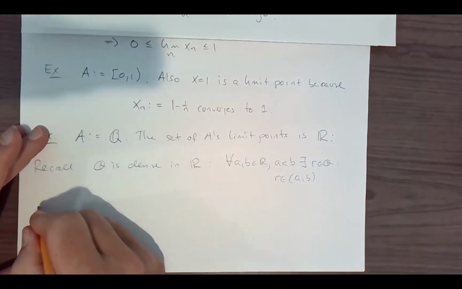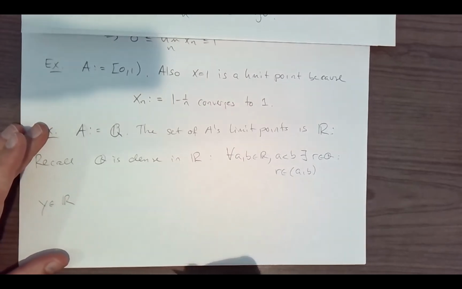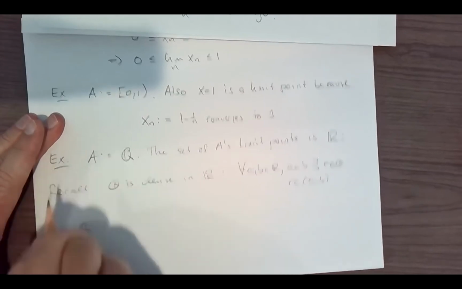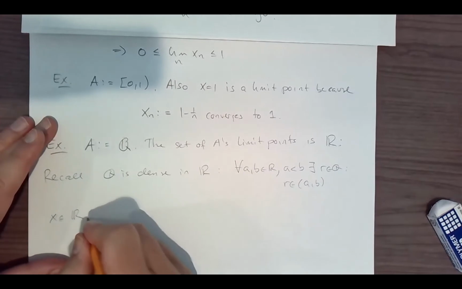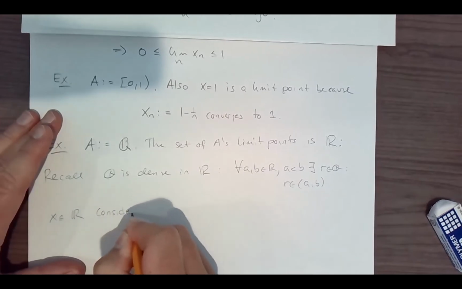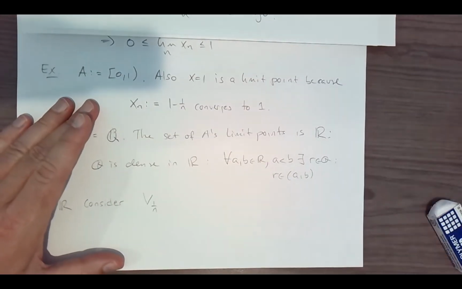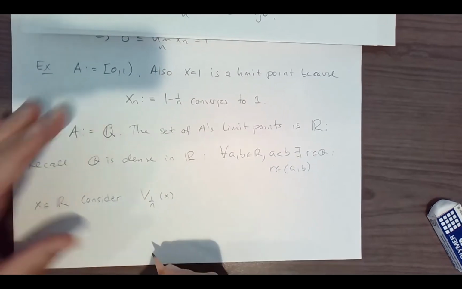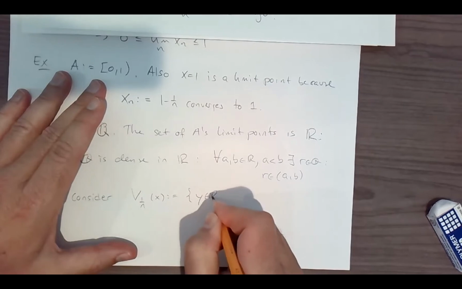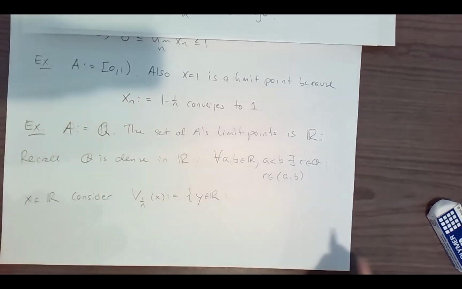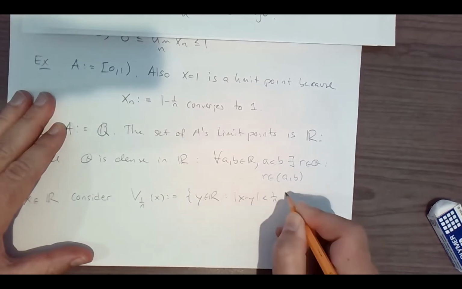Well, if I take a point in R, I want to prove that it's a limit point. Maybe we should call it X. Take X in R. Then we consider these balls V of 1 over n. So again, I choose 1 over n. It doesn't have to be like that, but it's good enough to get the convergence. So now I'm looking at those points Y that will bring me close to X.